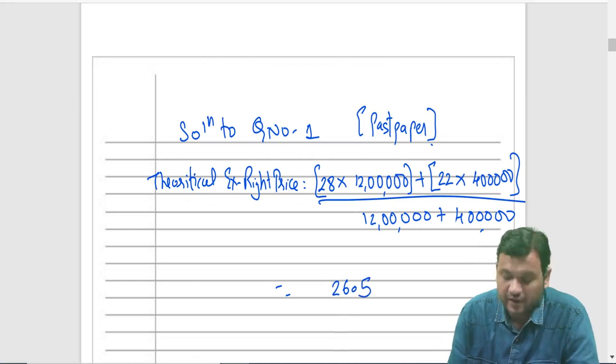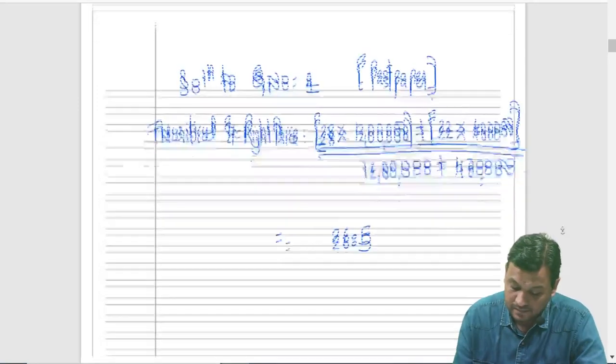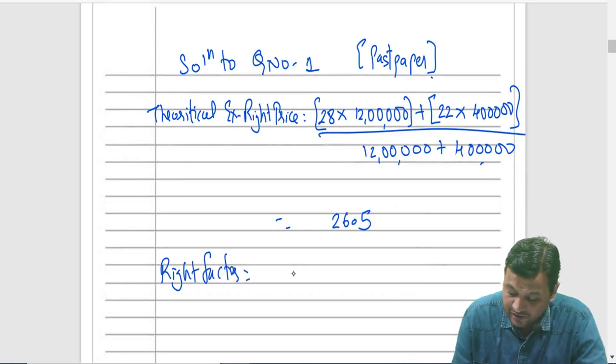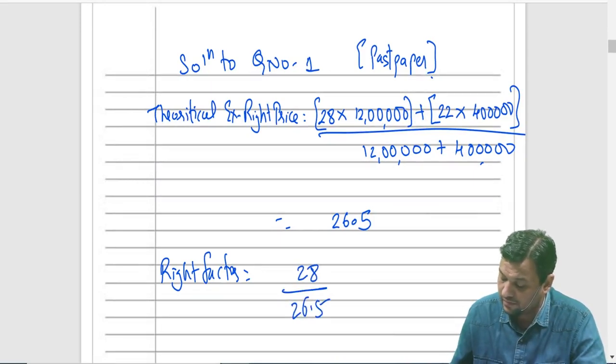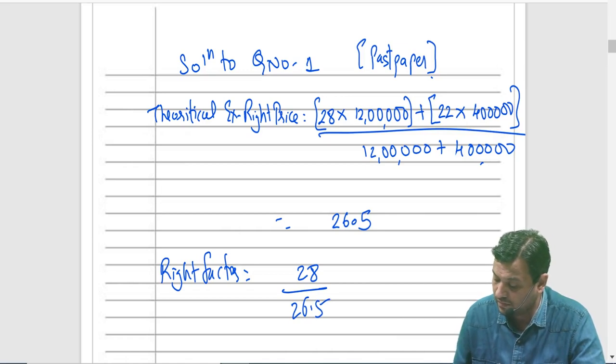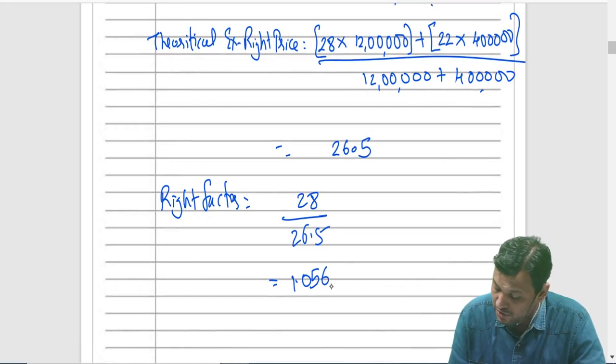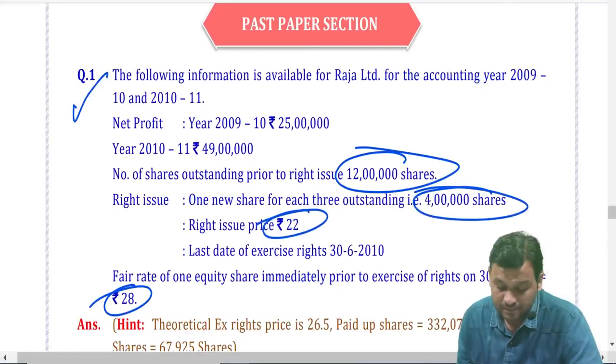$26.5 is my theoretical ex-rights price. Now what I get is the rights factor. Rights factor is the fair value prior to rights. What is the fair value prior to rights? 28 and 26.5. 1.0566. Okay, I'm just taking up to 4 digits.